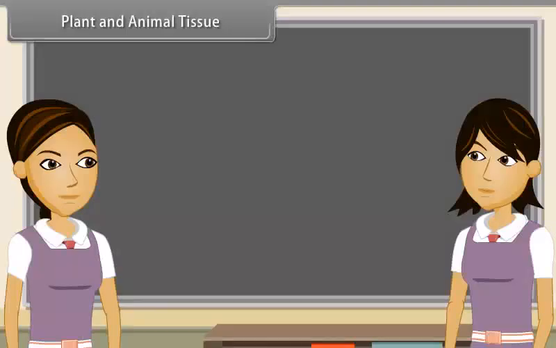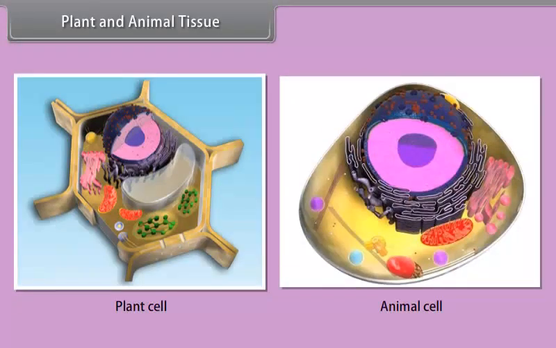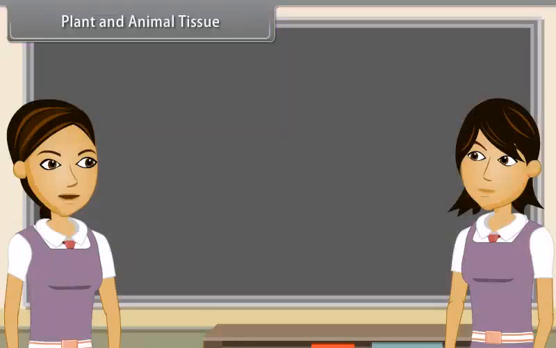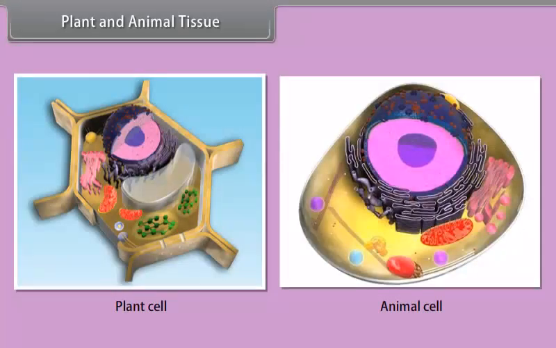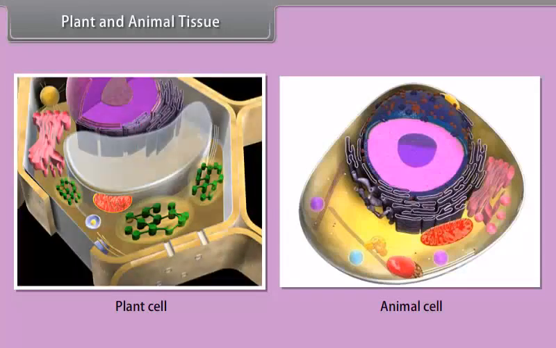tissues. Plant and animal tissue. Plants and animals both are living organisms, but their internal structures are entirely different. Can you tell me why? I know one major difference is that plants are autotrophic. That is, they can make their own food in presence of sunlight, carbon dioxide and water with the help of chloroplasts.